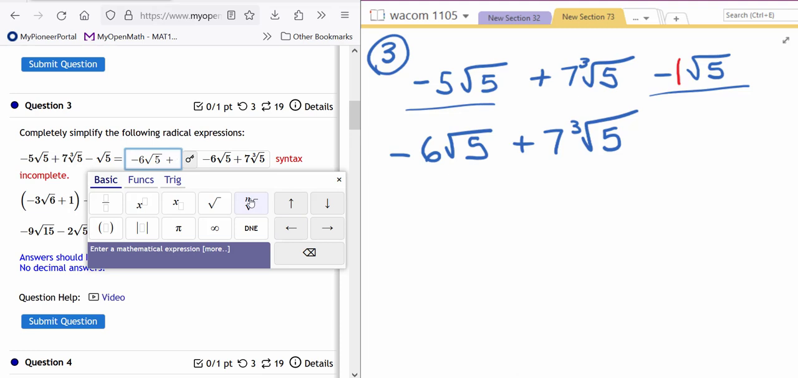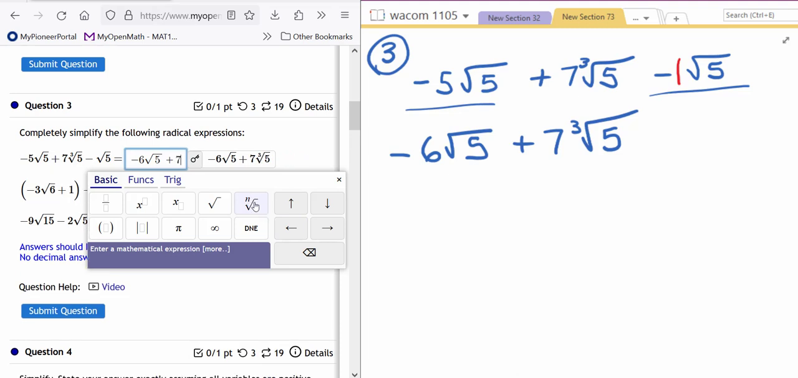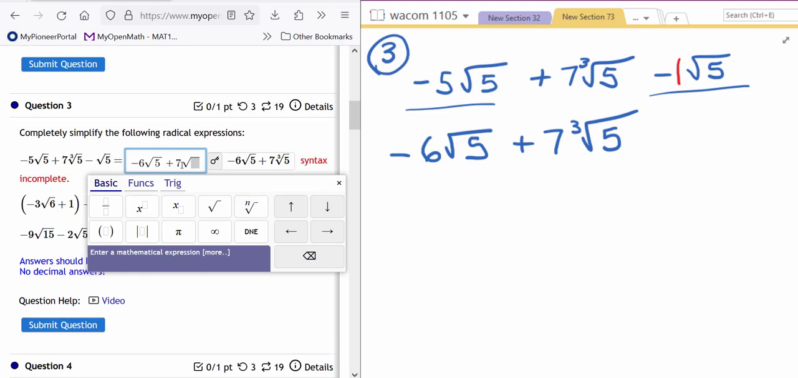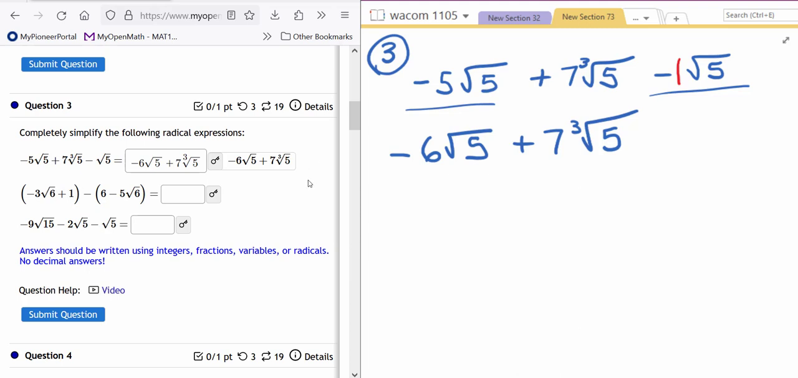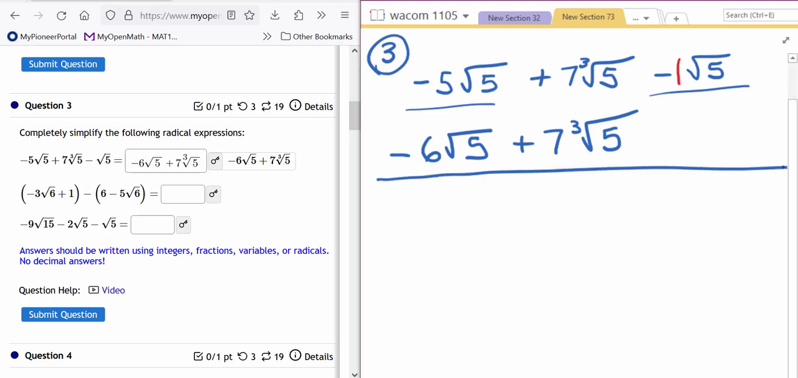Oh, I didn't do the 7 yet. 7. The other root button, all right, now the cursor is for the index right now. 3, and 5 is in here. That's your radical. Right? So that way you can just see how to put things in. Right. Let's go to the next one, and we'll submit at the end and see if I did that right.